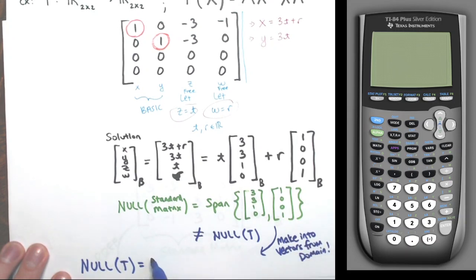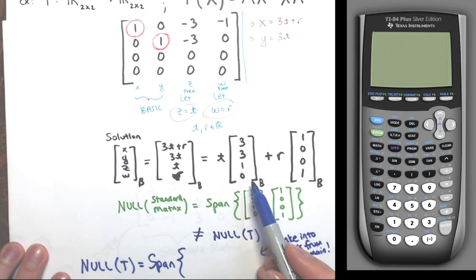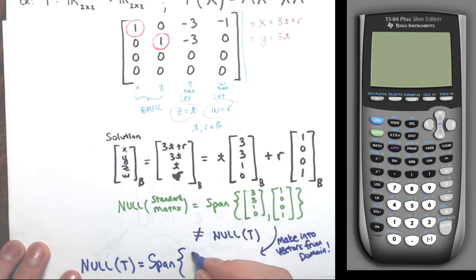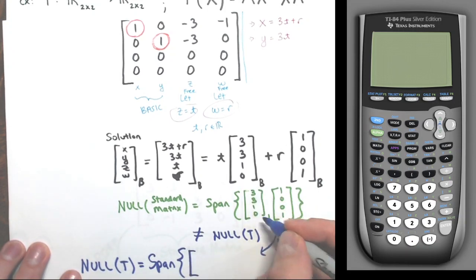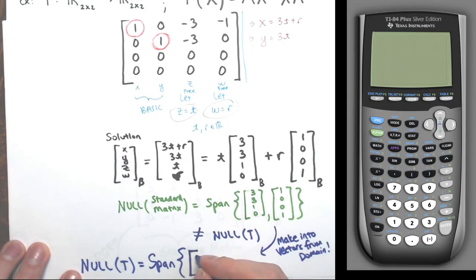So the null space of T is the span of, and then remember 3, 3, 1, 0. These are the coordinates of our vectors from the domain with respect to the standard basis. So this 3, 3, 1, 0 corresponds to the 2 by 2 matrix where the first row first entry is 3, the first row second column entry is 3, the second row first column entry is 1, and the second row second column entry is 0. And then this 1, 0, 0, 1 corresponds to a 2 by 2 matrix with the entries 1, 0, 0, 1.